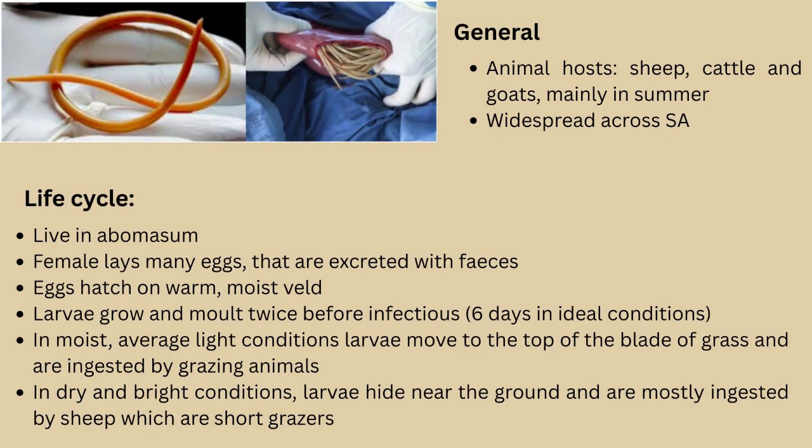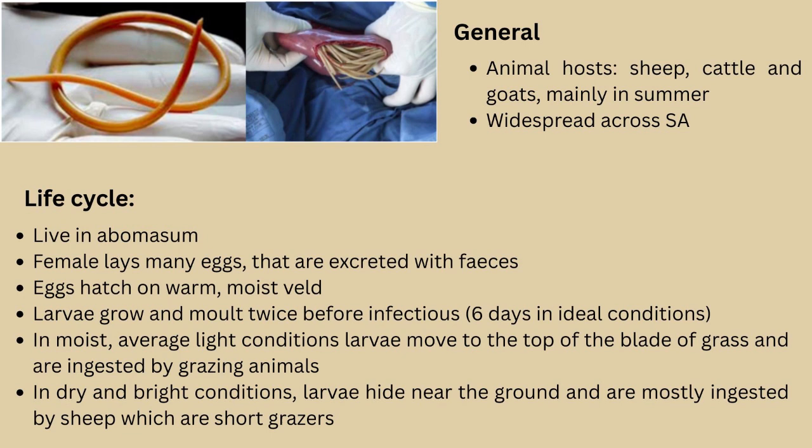General. Animal hosts: sheep, cattle and goats, mainly in summer. Widespread across South Africa. Life cycle. Live in the abomasum. The female lays many eggs that are excreted with feces. Eggs hatch on warm, moist felt.